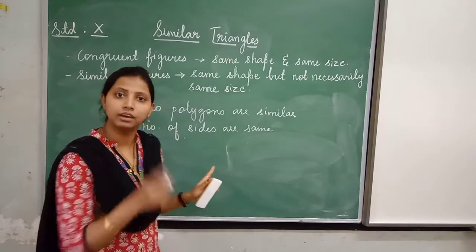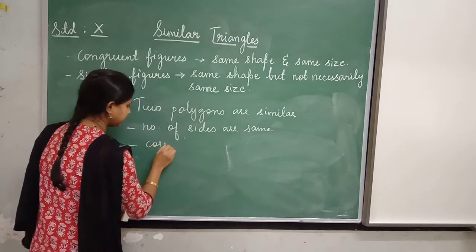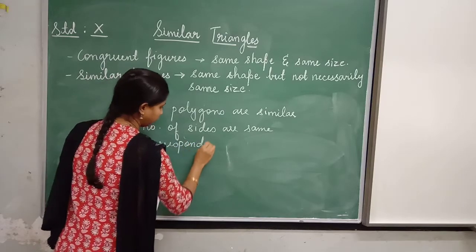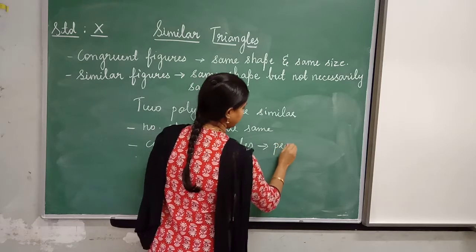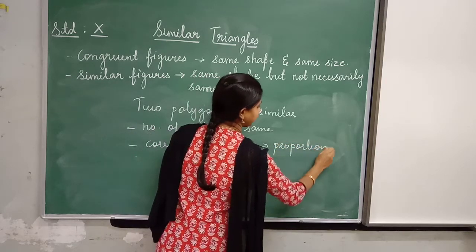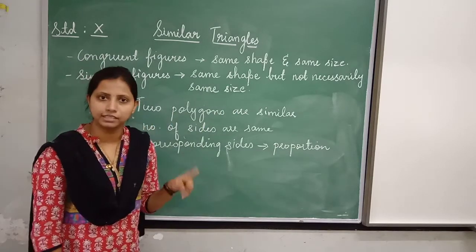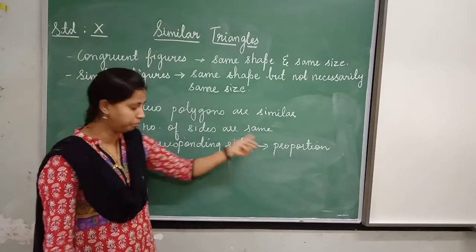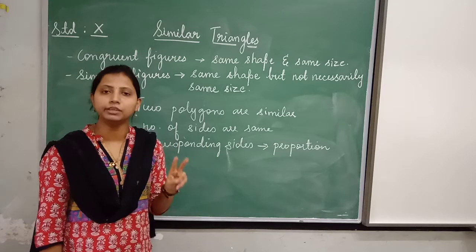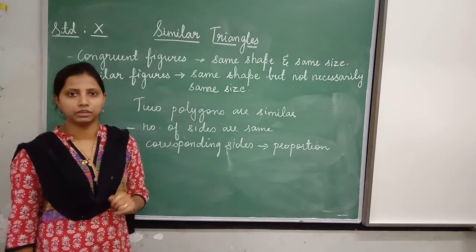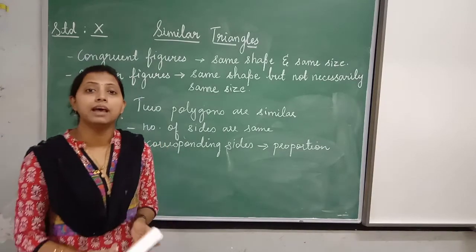And not only this, their corresponding sides must be in equal ratio, in proportion. Only then are the two polygons said to be similar to each other. So you must remember this also: two polygons are similar when their number of sides is the same and corresponding sides are in equal ratio or proportion. Okay, children? Yes.